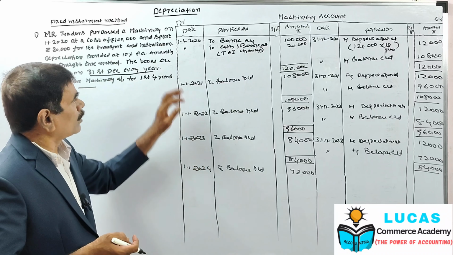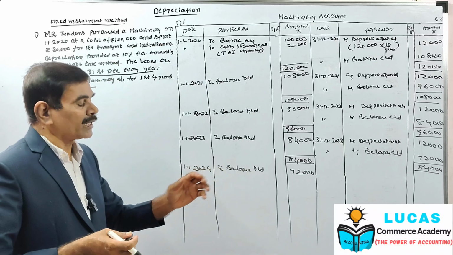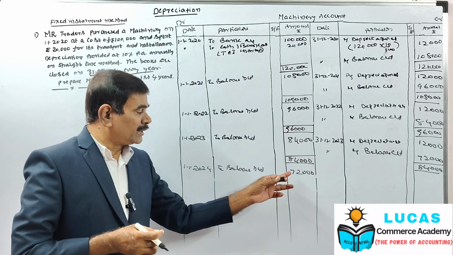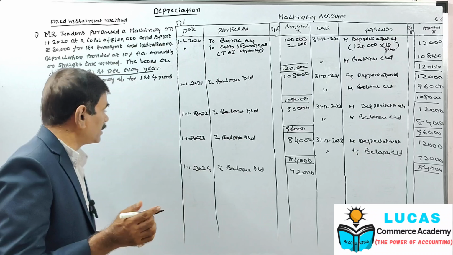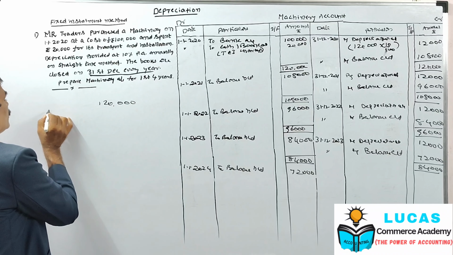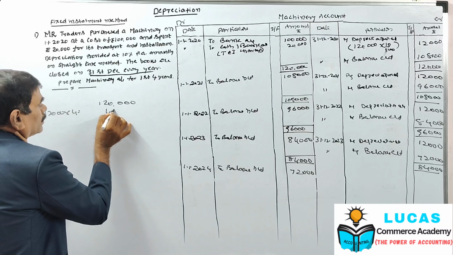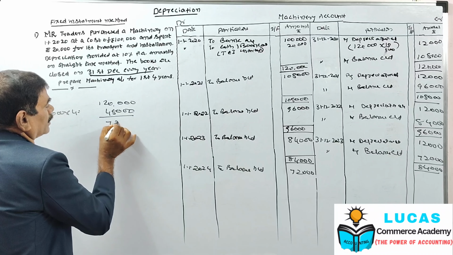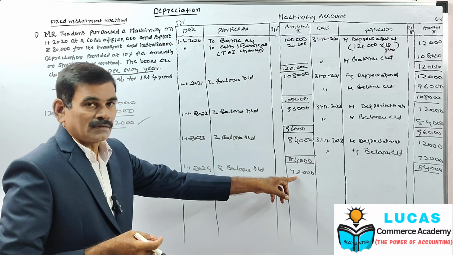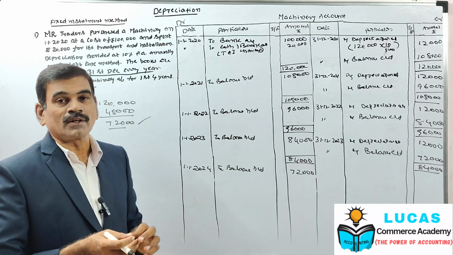So we are asked to prepare machinery account for the first 4 years, 2020, 21, 22, 23. So that means 1, 2, 3, 4 years. Okay. So the balance 72,000 is the final answer. This final answer we can also get straight away. Cost of asset how much? 1,20,000. Annual depreciation 12,000 into 4 years is 48,000. So 72,000 is the final answer. This is a very short cut. We get the same figure. So this is the procedure for preparation of machinery account.